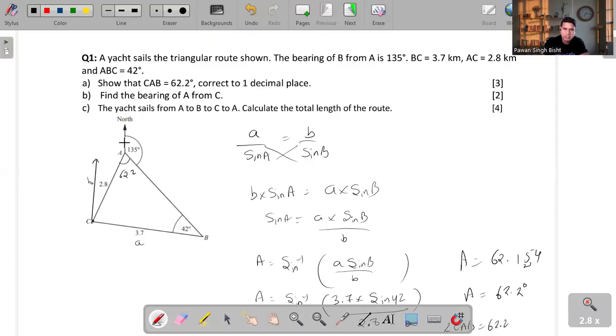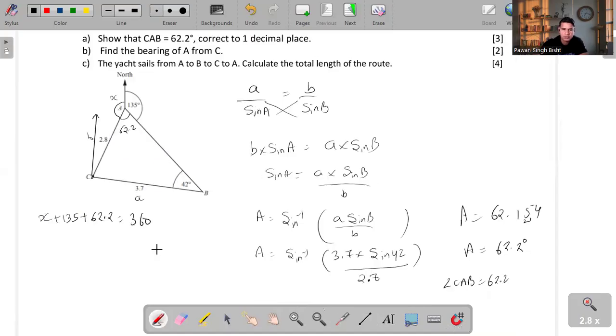Now you see this is 135. This is 62.2. So can I find this angle? Because this is a complete circle forming, so we can find this angle X. Angle X can be found by X plus 135 plus 62.2 equals 360 degrees. So X will be 360 minus 135 minus 62.2.